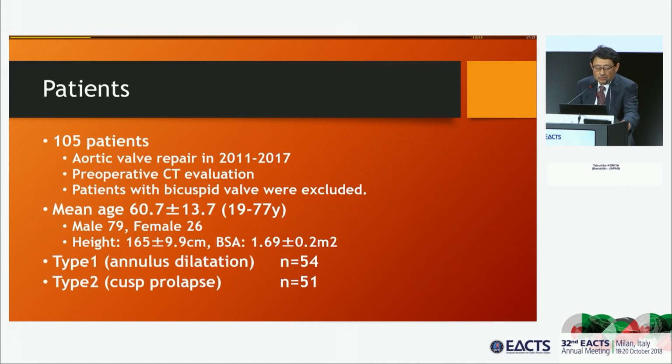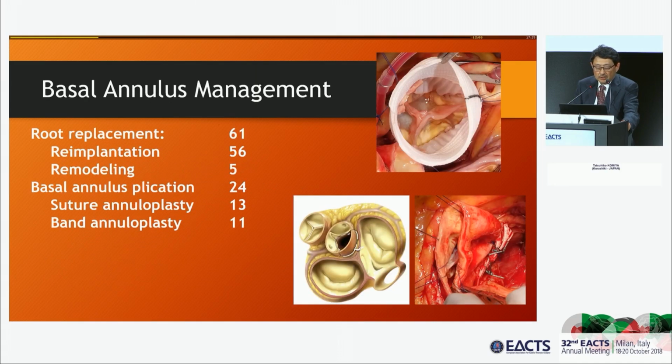Study cohort consisted of 105 patients. Mean age was 16.7 years old. Type 2 cusp prolapse existed in 51 patients. Our basal annulus management had 2 ways. One, root replacement, where we preferentially use the implantation technique, and the other is basal annulus plication with suture annuloplasty or band annuloplasty.